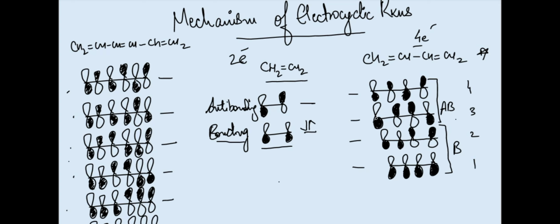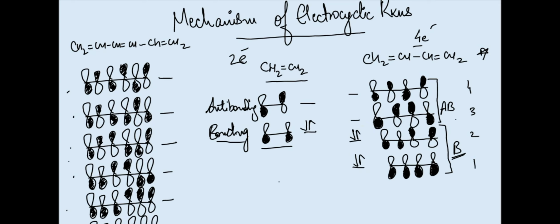The third most stable molecular orbital will have one shaded region on the lower side, two on the upper side, and then again one on the lower side. The most unstable will have all the shaded regions alternate to each other. There are 4 pi electrons, so those electrons will be filled in the first two molecular orbitals. These two molecular orbitals, 1 and 2, are bonding orbitals, and the other two are anti-bonding orbitals. Anti-bonding orbitals will remain empty, and bonding orbitals are filled with electrons.